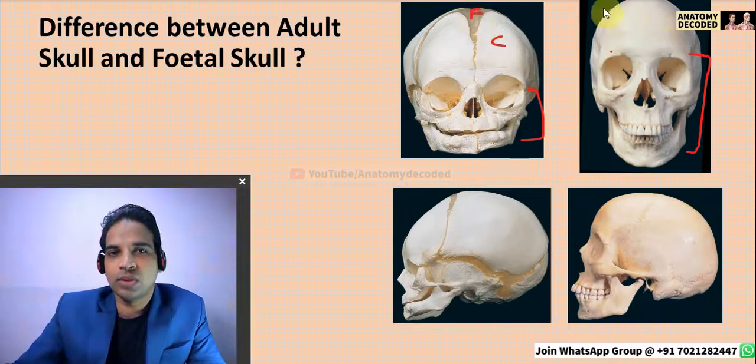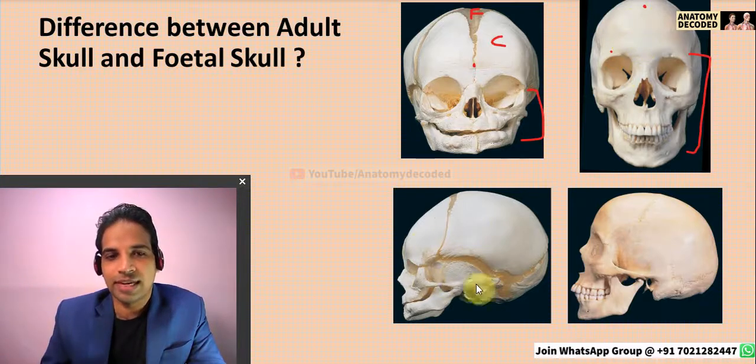Fontanelles are replaced by sutures in adult skull. So in the skull here there will be a coronal suture, a sagittal suture, which will be meeting at a point that is referred to as bregma. And here we can see a suture which is connecting the two frontal bones. If it persists in adult, it is referred to as metopic suture. Most of the time it is fused.